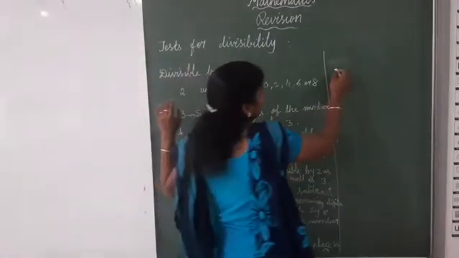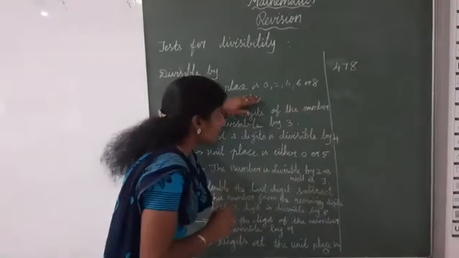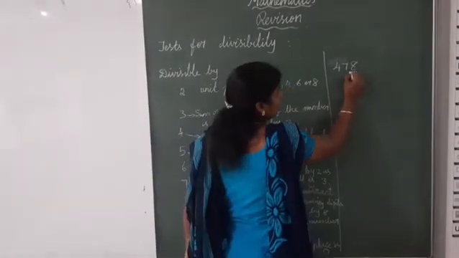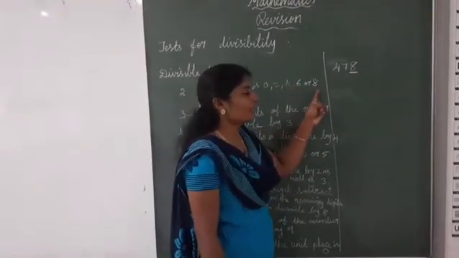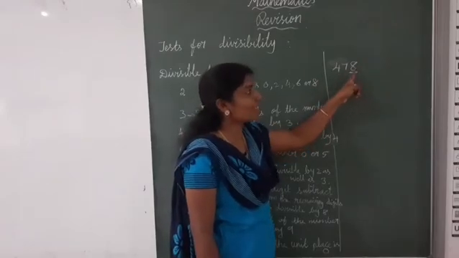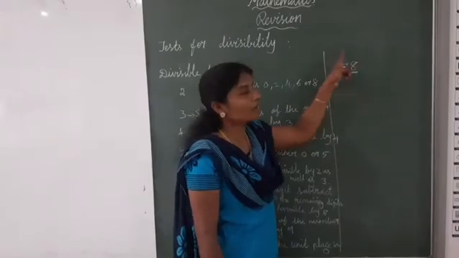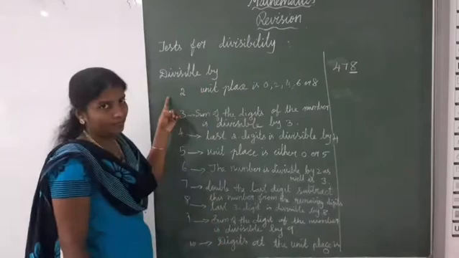For example, 478. Unit place means ones place. If the unit place is 0, 2, 4, 6, 8, then this number is divisible by 2. Listen here, the ones place is 8. Unit place we have 8. So we can say 478 is divisible by 2.